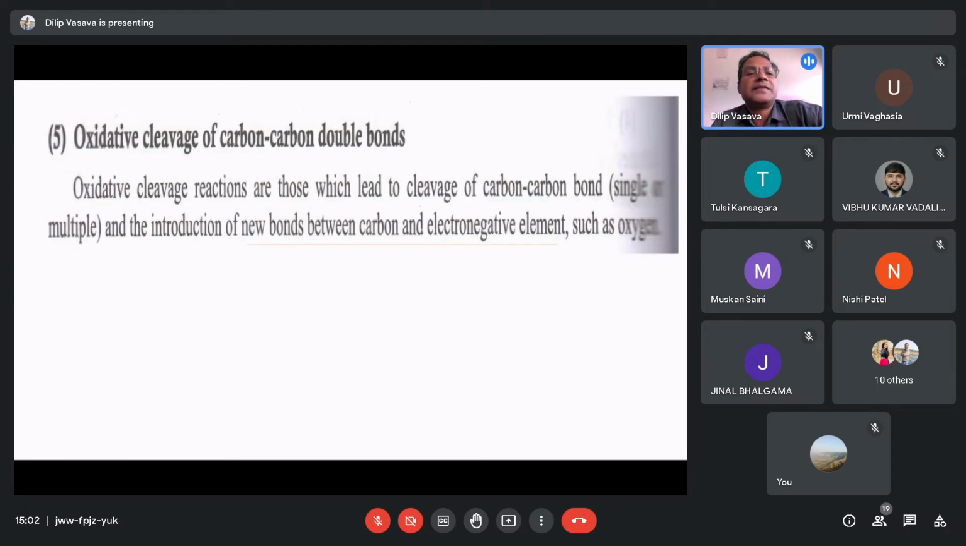Now here it is the oxidative cleavage of the carbon-carbon double bond. The carbon-carbon double bond is present over there, where an electronegative element is attached to one of the carbon atoms. Then how does this oxidation take place?